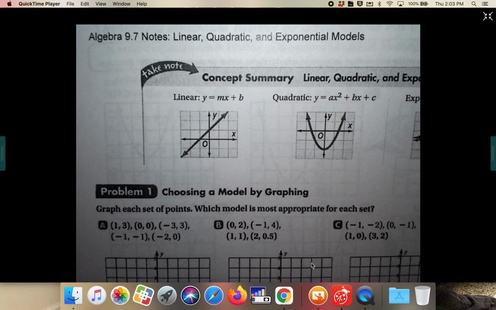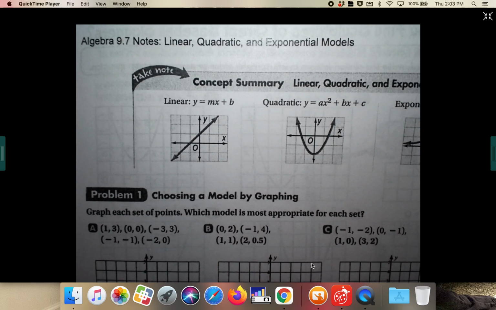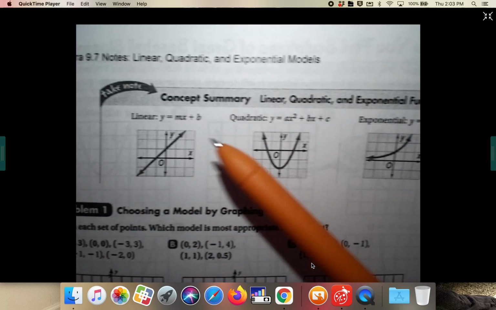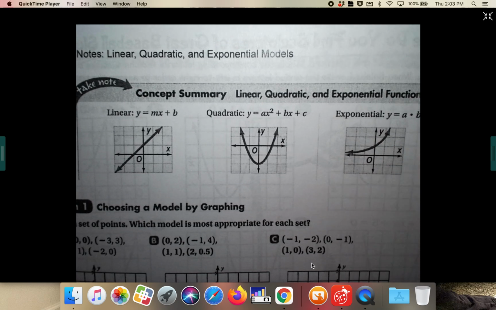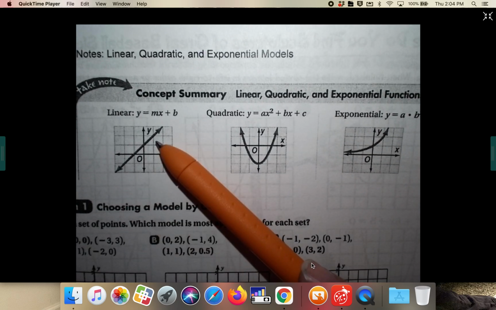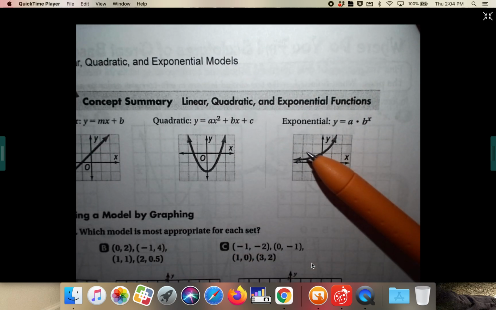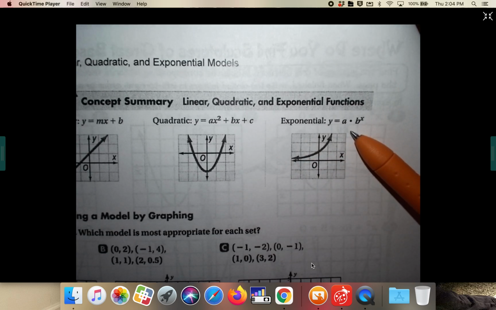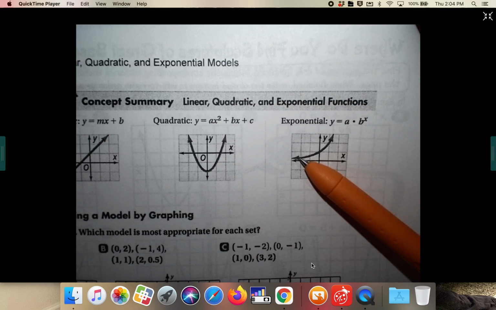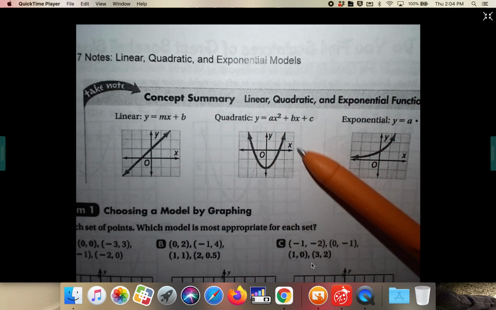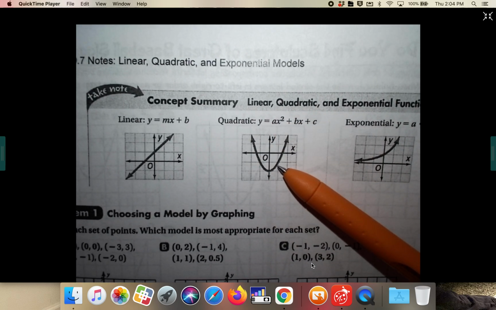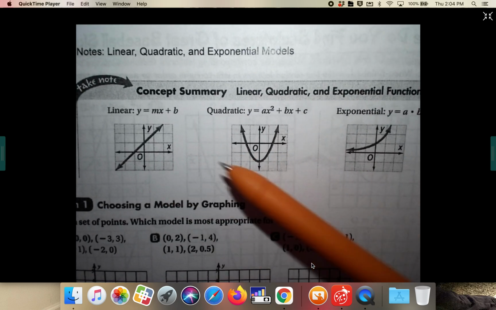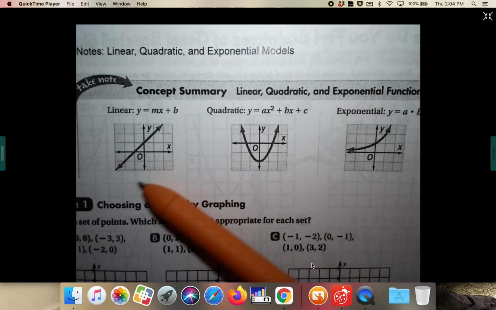Okay, for Algebra 9.7, this is our last lesson of Unit 9, and it is actually kind of a review because we've definitely already done linear. We did lots of linear earlier in the year. We did some exponential, not as much, not very much. We didn't talk about this a lot, but we did it already earlier in the year, and now our current Unit 9 is actually all about quadratics. So now this 9.7 lesson is just taking all three of what we've learned now and kind of comparing them.